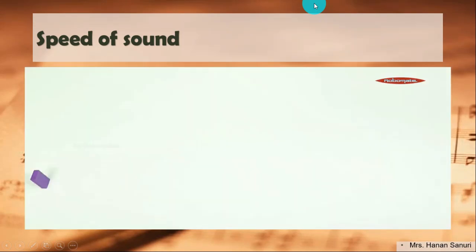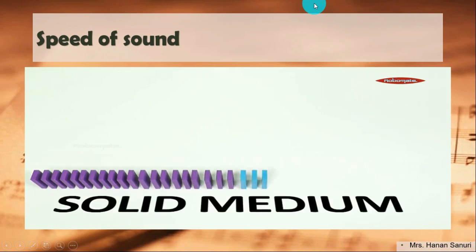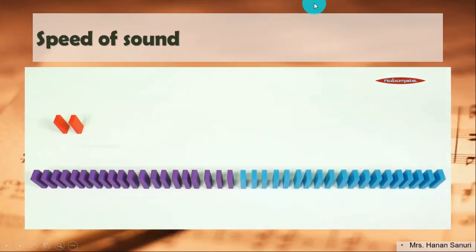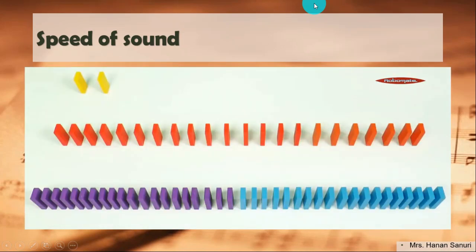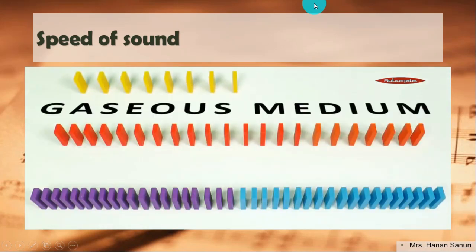Now see what I've done. The blue and purple dominoes, I place them close to each other, and this is going to be my solid medium, because in a solid medium particles are closer to each other. Now coming to the red dominoes, I place them at a slightly greater distance, and this is going to be the liquid medium. Now coming to the yellow dominoes, of course you have guessed by now, the yellow dominoes are going to be my gaseous medium, because here the particles are far away from each other.